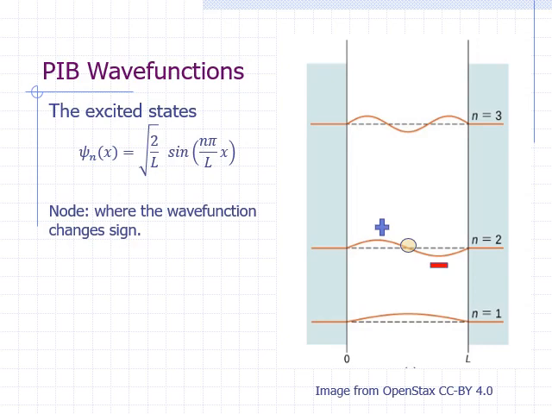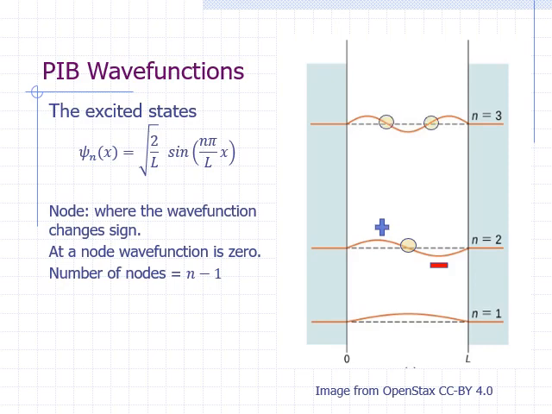When a function changes from positive to negative, it has to go through 0. So we can say that at a node, the wave function is 0. If we plot several wave functions, we will see a pattern in the number of nodes. Generally, higher energy wave functions will have more nodes. For the wave functions of the particle in a box, the number of nodes is equal to n minus 1. For example, how many nodes are there for the second excited state? For the second excited state, n equals 3, and as shown here, it has two nodes: n minus 1, or 3 minus 1, is equal to 2.